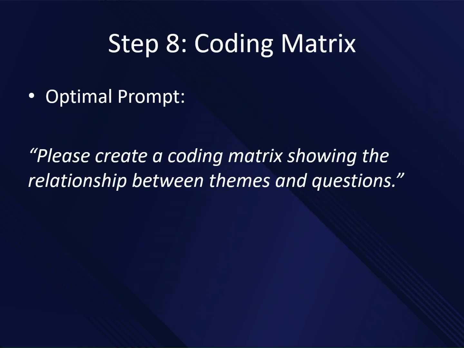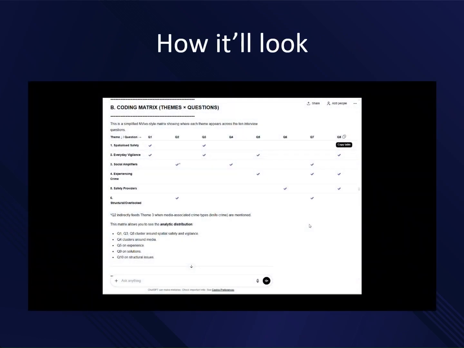We now create matrix queries to show how themes appear across interview questions. Use the prompt, "Please create a coding matrix showing the relationship between themes and questions." And here's the matrix ChatGPT will create for you.